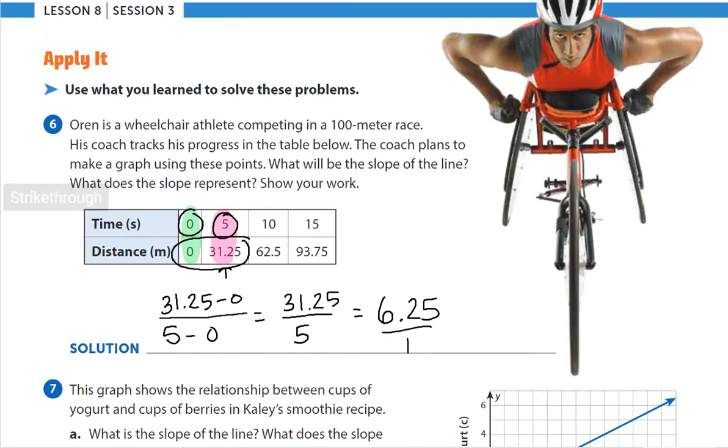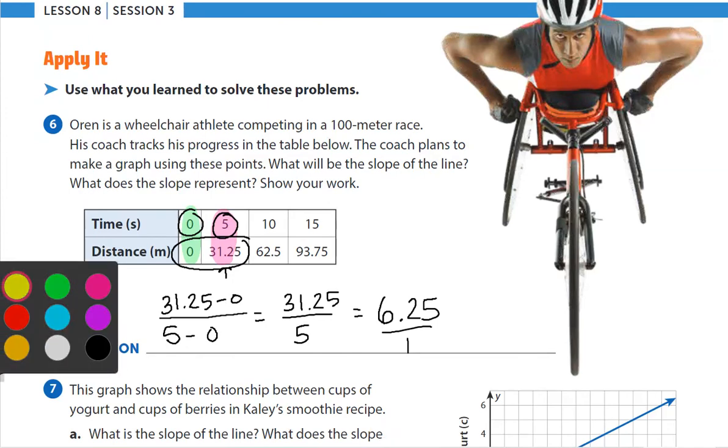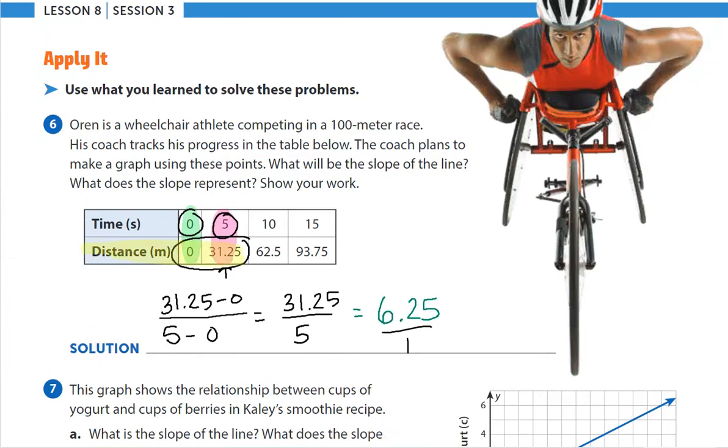Okay, so the y values represent the distance. Where's my highlighter? There we go. The y values represent the distance. So this is 6.25 meters for the time in seconds. So that's per second. So I'll just put it over here. 6.25 meters per second. That's what it represents.